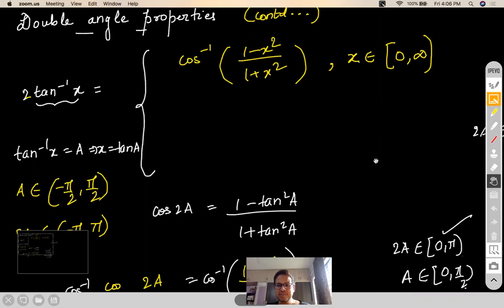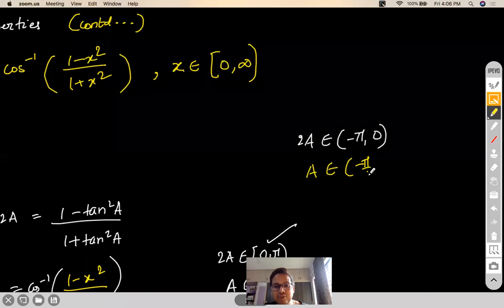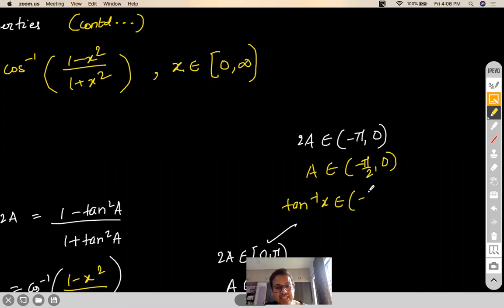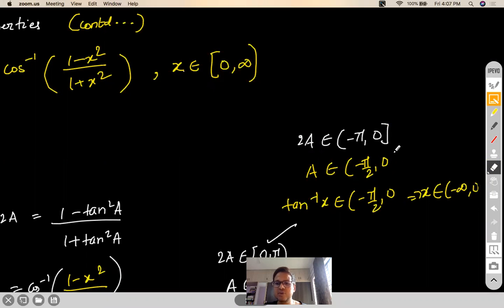So if 2A is between minus pi to 0, that means A is between minus pi by 2 to 0, which means tan inverse x is between minus pi by 2 to 0. That means x is between minus infinity to 0. Correct? Yes, 0 may be included at this place. No problem with that. It doesn't make any difference to our answer. We'll check it out also. So I will include my 0 in this interval.